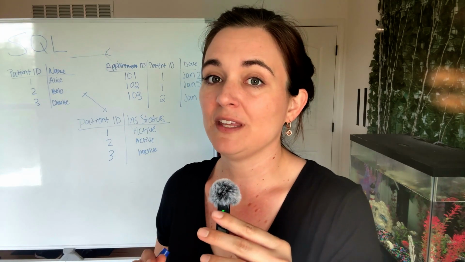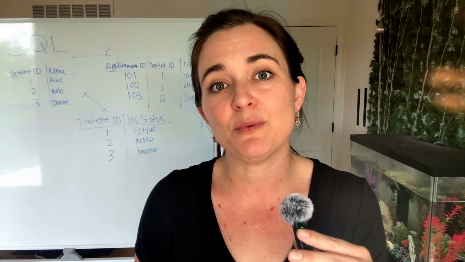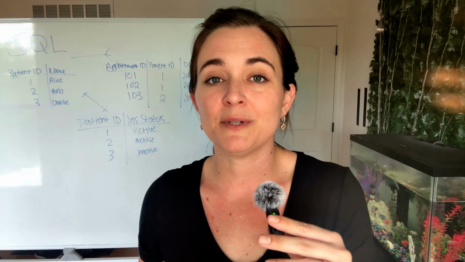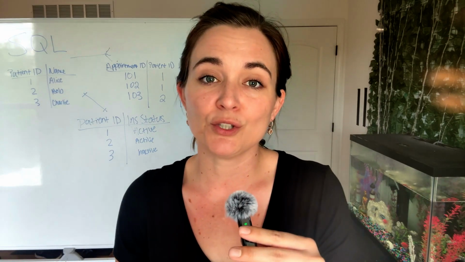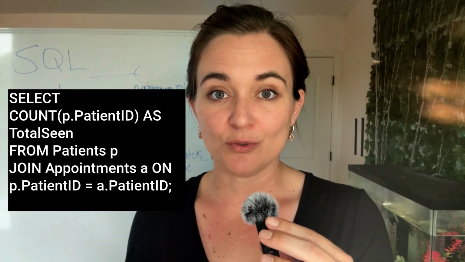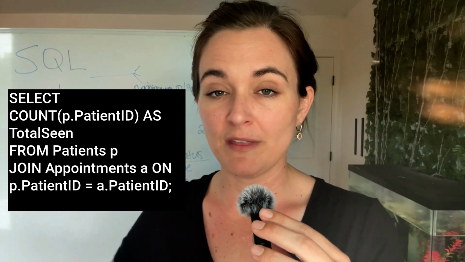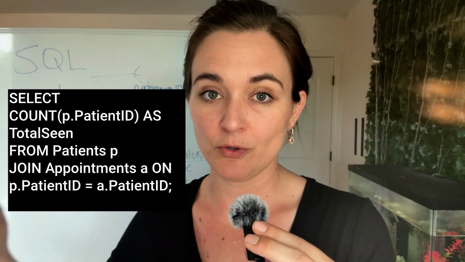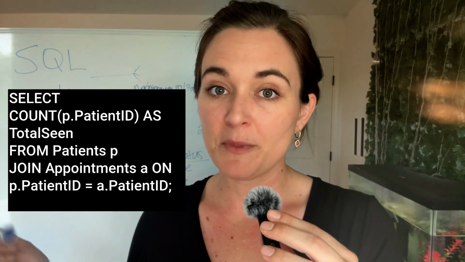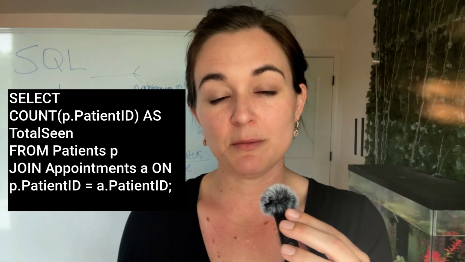Let's talk about one of the easiest ways to mess up a report: using a join without thinking about how it affects your aggregates. Say we want to count how many patients were seen. Seems simple, right? But depending on your join, you could get totally different numbers. Let's count the patient ID as the total seen. That means we're renaming that as a column, and that column's title is going to be total seen. We're pulling that from the patient's table and we're joining that with the appointment table using the patient ID.